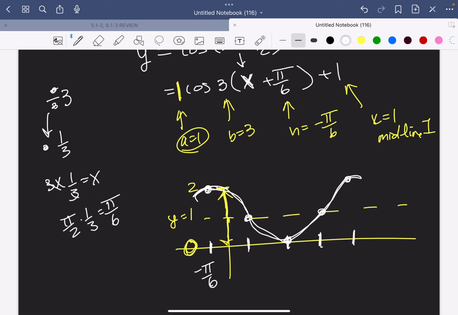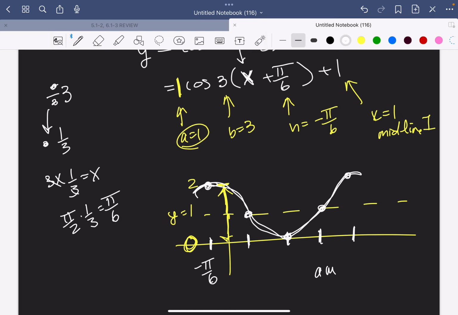And so I'll leave you to find the rest of it. Because again, from there you can find the amplitude, you can find the period, and you can find the step size.